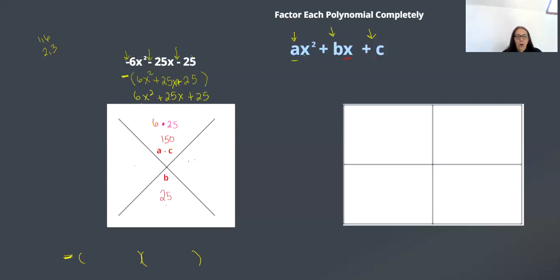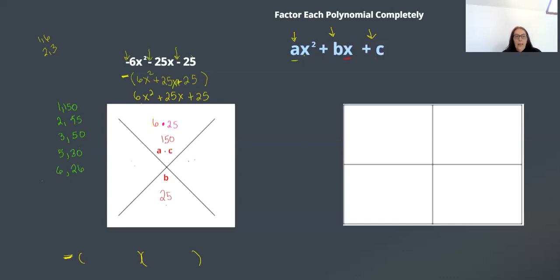So let's look at what multiplies to 150. Let me get a different color again. So 150, we got 1 times 150. We got 2 times 75. We got 3 times 50. Does 4 go in there? Nope. Does 5? Of course, 5 will. 5 times 30. Does 6 go in there? 6 times 25.